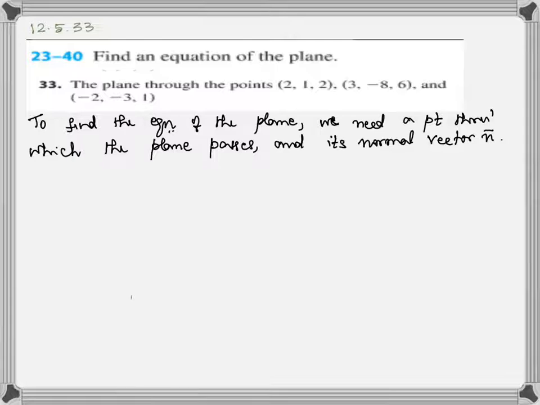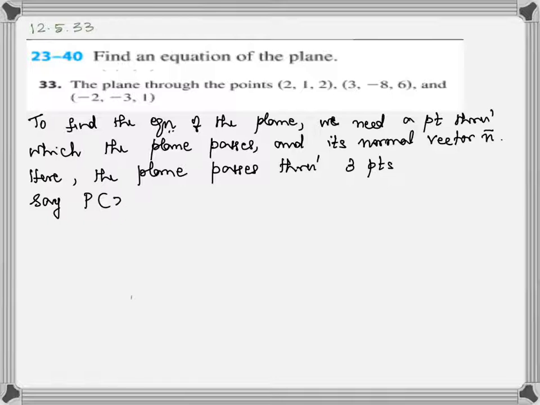If we find two vectors on the plane, then we can take the cross product of them, which will be the normal vector to the plane. Here the plane passes through the point (2, 1, 2) and two more, so we can take the first one to be the point. P is (2, 1, 2), Q is (3, -8, 6), and R is (-2, -3, 1).